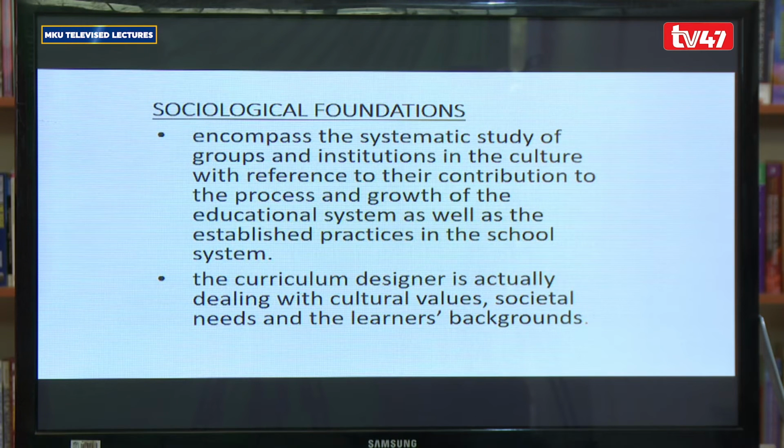Historical foundations provided the basis on which governments made decisions with regard to the current curriculums that we have in place in the society. The second foundation is the Sociological Foundations. This one encompasses the systematic study of groups and institutions in the culture with reference to their contribution to the process and growth of the educational system, as well as the established practices in the school system.